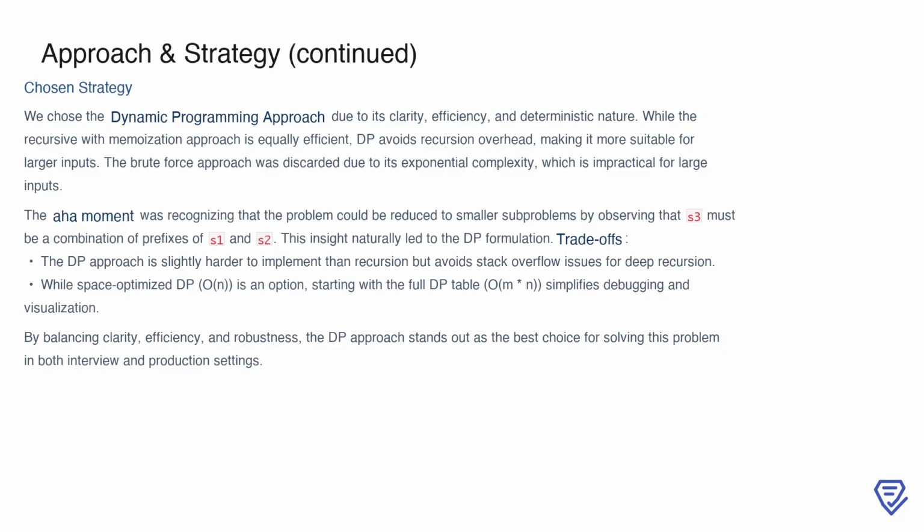There are trade-offs to consider. While DP is slightly harder to implement than recursion, it avoids stack overflow issues that might arise with deep recursion. Additionally, while a space-optimized DP version using O(n) memory is available, starting with the full DP table of O(m*n) simplifies debugging and understanding the problem. This balance between efficiency, clarity, and robustness makes the DP approach the optimal choice for solving this problem in both interview scenarios and real-world applications.